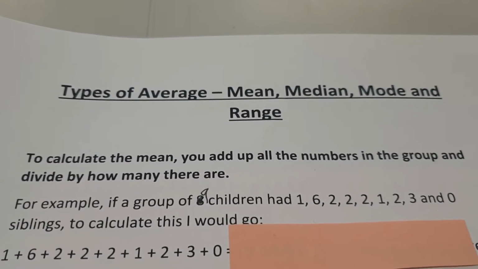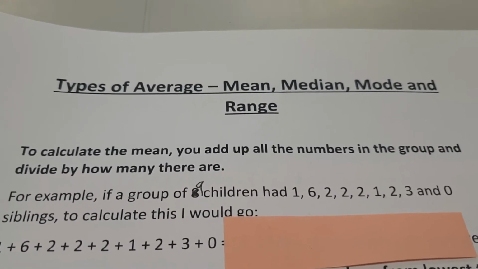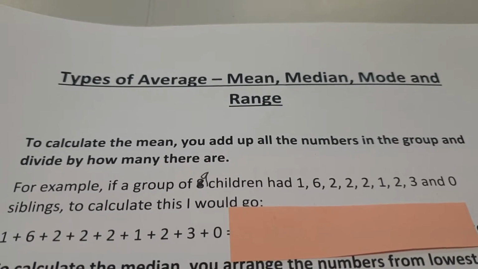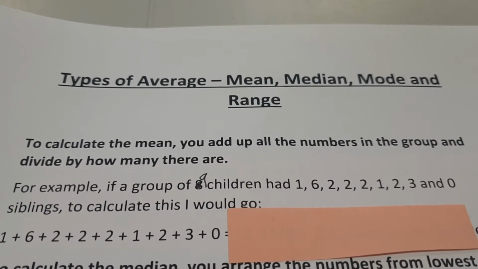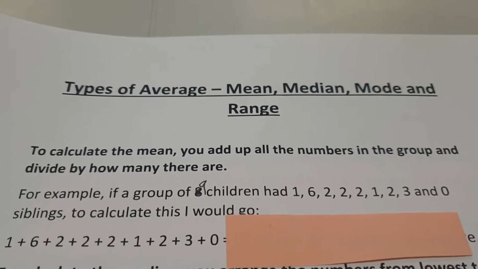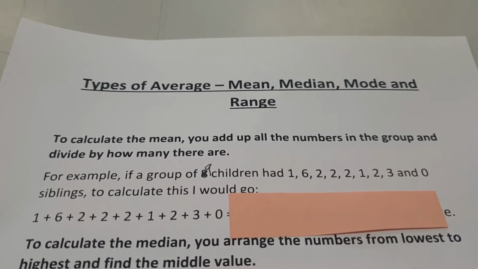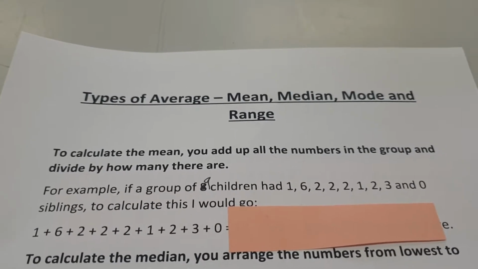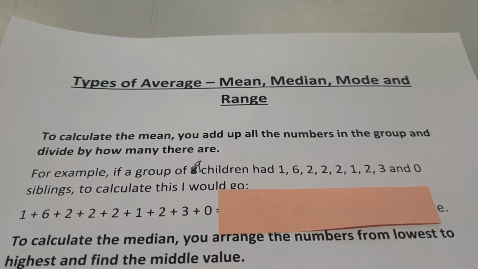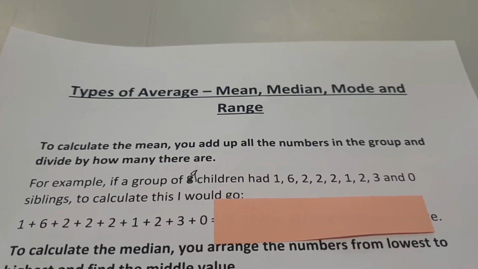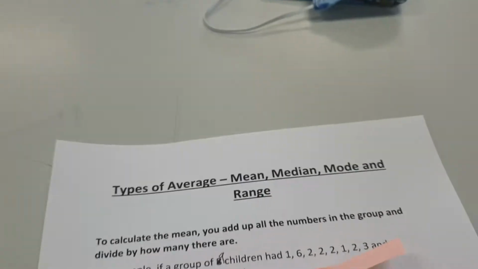So if we're looking at a group of 9 children, and we're looking at the number of their siblings, and one child had 1 sibling, one had 6, a few of them had 2, you get the idea, you can see the numbers there. We want to add all of those numbers up. So maybe if you want to quickly pause this video, add up those numbers, and then divide the answer by 9, okay?